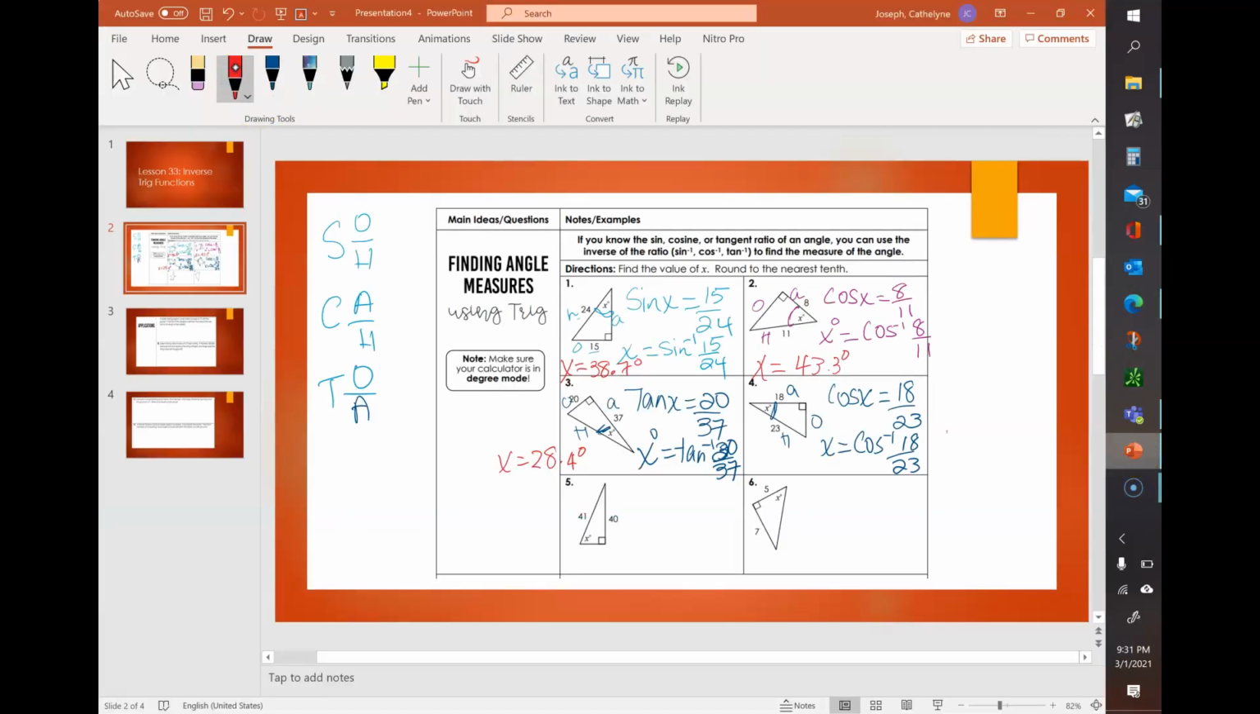Okay, so we get X is... Okay, so that will be the measure of that angle right here. All right, I'm not going to go ahead and do 5 and 6. I don't want this to be too long because we did an example of sine, cosine, tangent, basically all 3. All right, so next, let's move on to the word problems.